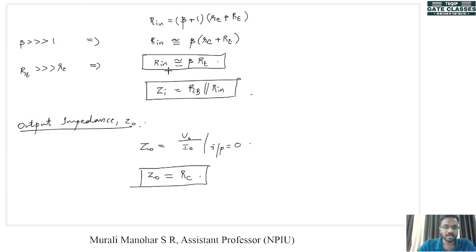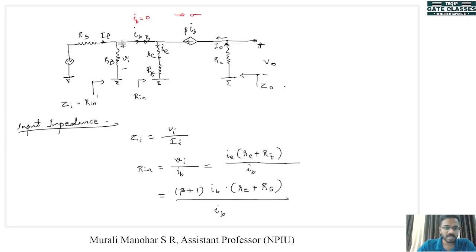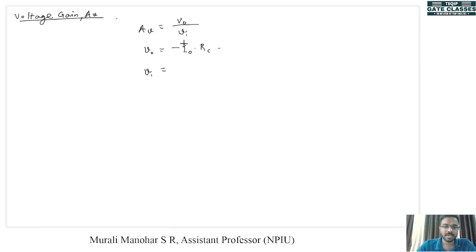Now Vin, or Vi, will be equal to the voltage across this, and that we have already found out, which is Ie into re plus Re. So Vi is equal to Ie into re plus Re. So Av is equal to minus Iout into Rc divided by Ie into re plus Re.